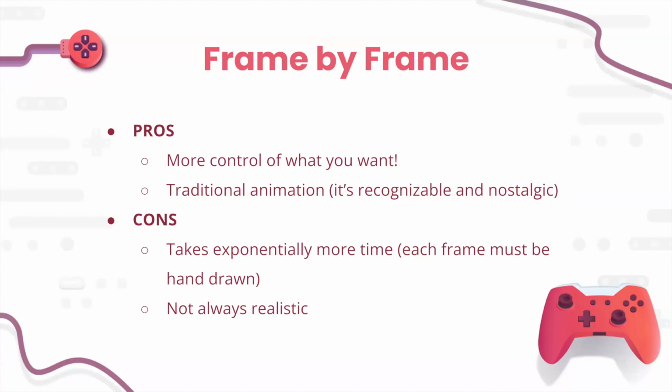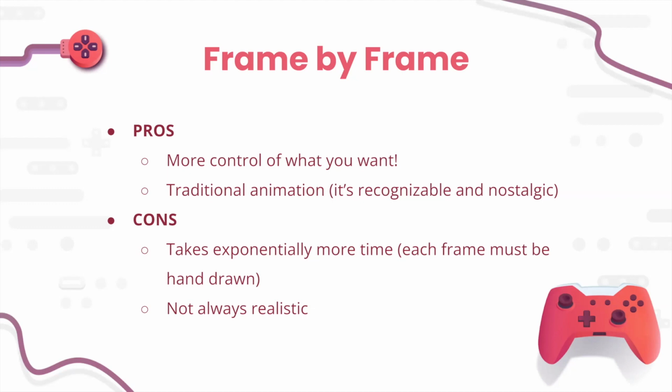Frame by frame, it definitely gives you more control of what you want. It's more traditional, obviously, because frame by frame animation has been around forever. Rigging has only been here for, I don't know, a couple decades since computers existed. So frame by frame animation is very recognizable. It's nostalgic. When you think of old Disney films, they all use frame by frame. You get a lot of control because a rig cannot always do what you want it to do, or it's a lot harder to achieve what you want sometimes.